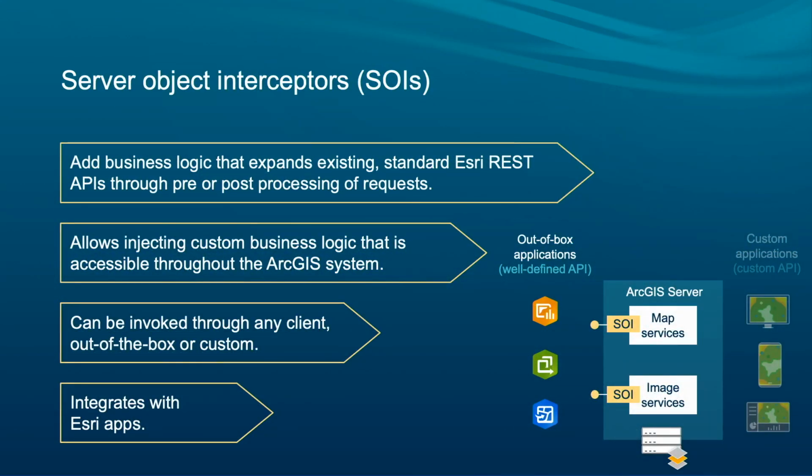Now, server object interceptors. These are the SOIs. These add business logic that expands existing standard Esri REST APIs through pre or post processing of requests. So it's not adding a different operation at the REST endpoint, it's doing some processing in between. The client will send that request to ArcGIS Server. ArcGIS Server will intercept it, they're appropriately named, and then that response will be manipulated before being sent back to the client. So that means that this custom business logic is accessible throughout the ArcGIS system.